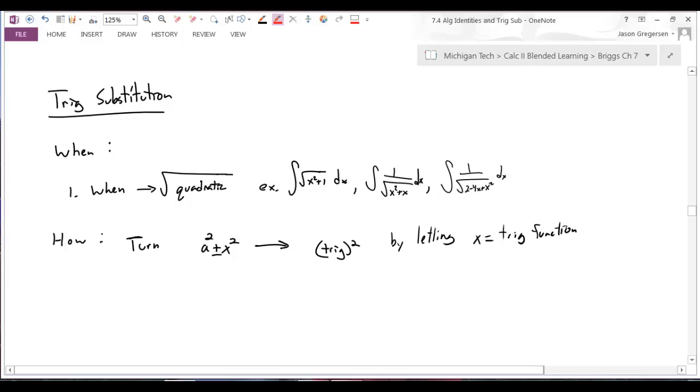So that's a new technique. So when do we use it? Well, we use it when we run into these ugly quadratics. We're doing the square root of a quadratic. We're in the denominator. Here's a couple examples where we might encounter that.